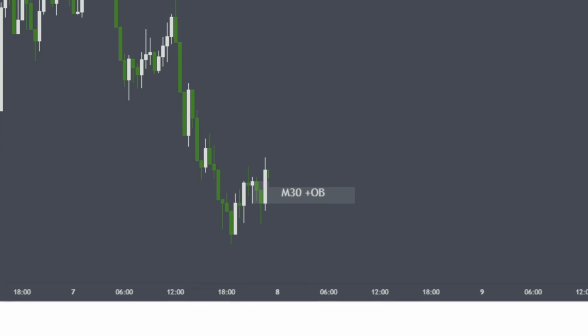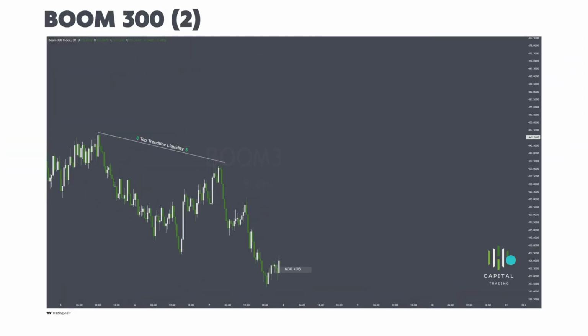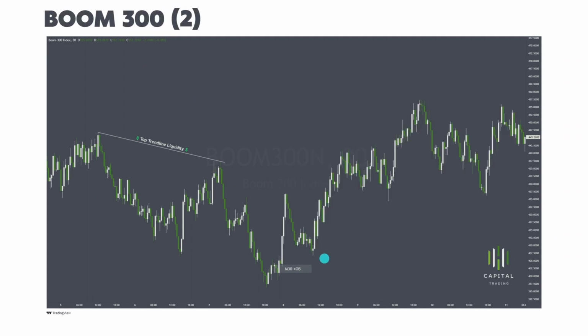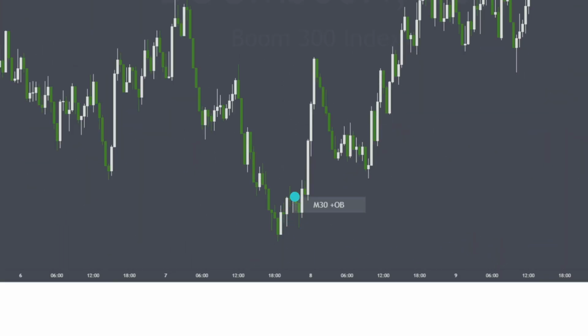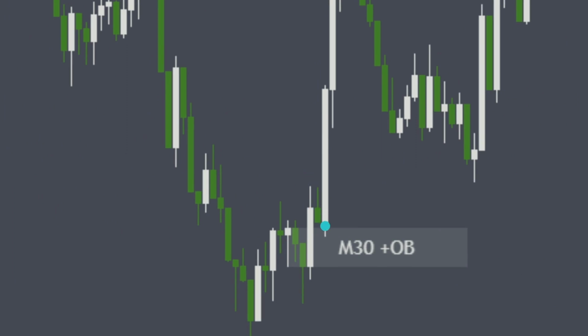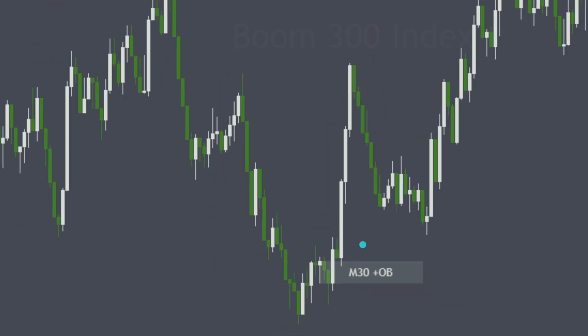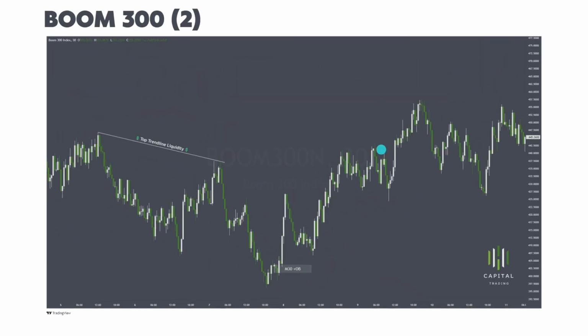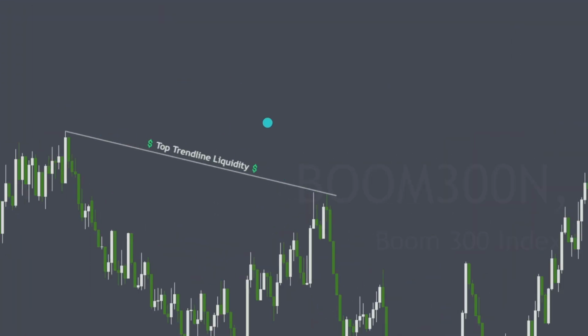What drove the market to the upside is we had this old low being taken out here, and then we had this last down close candle being formed. It dropped into that, and then we had another one here, which is another bullish order block. So we want to see if price is going to test those and continue to the upside. That's what happened here. Price went up and then returned back into an M30 bullish order block, then spiked to the upside, and when they spiked to the upside, they reached into our top trend line liquidity.